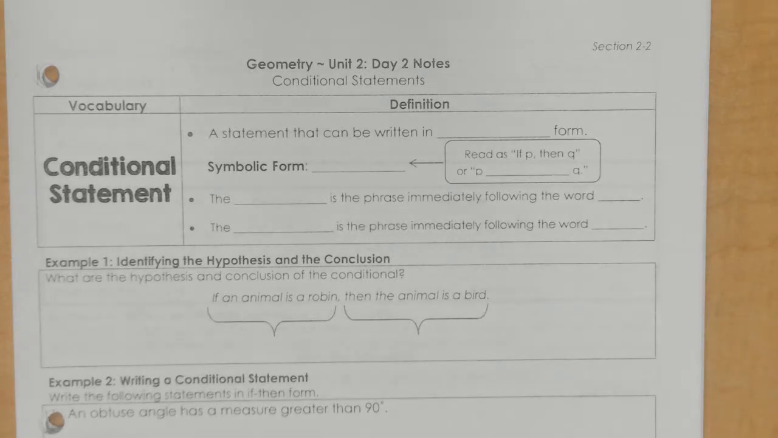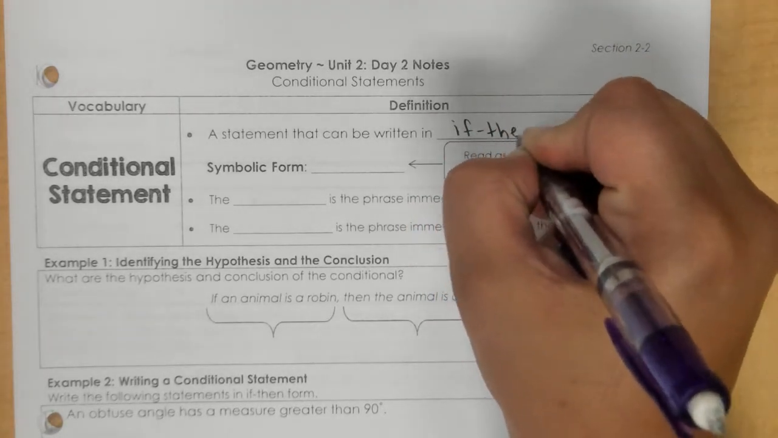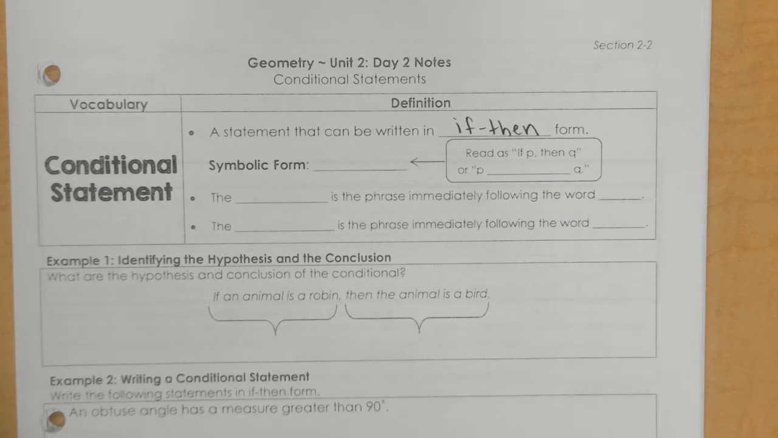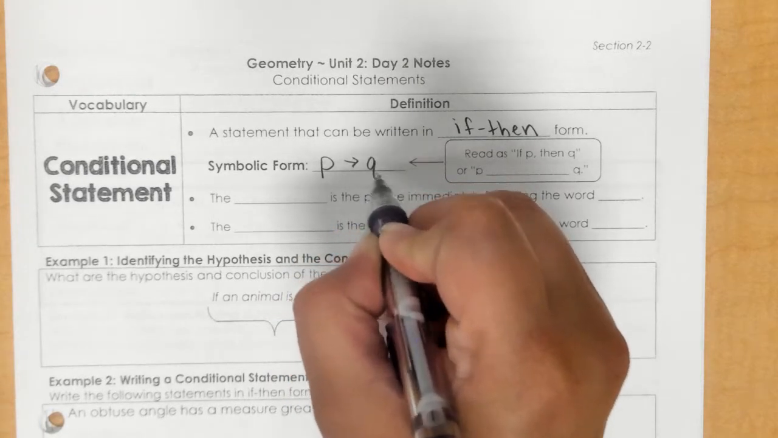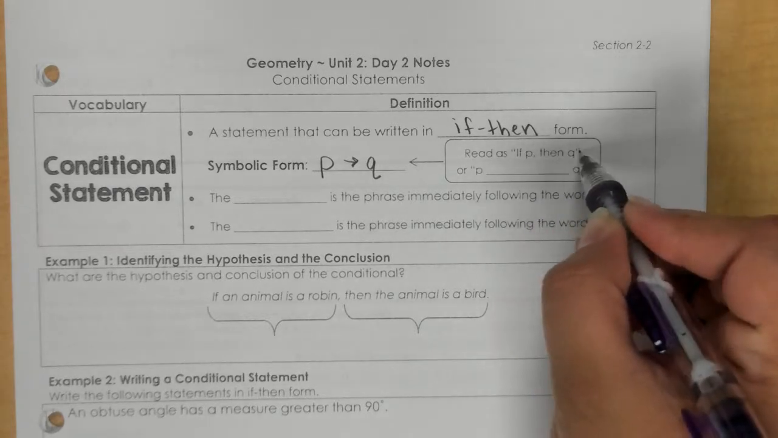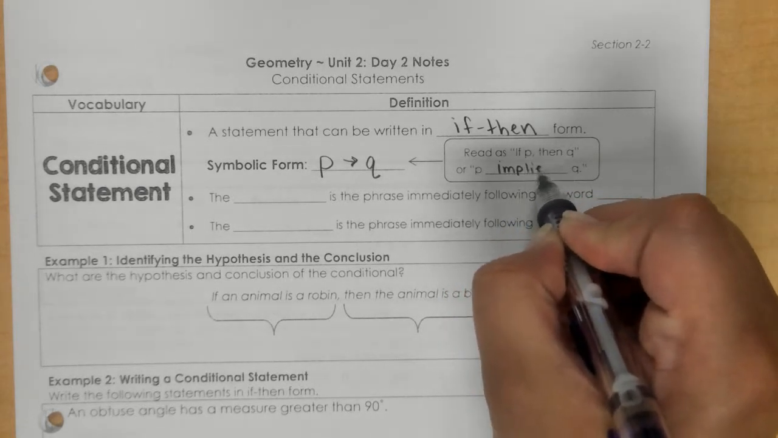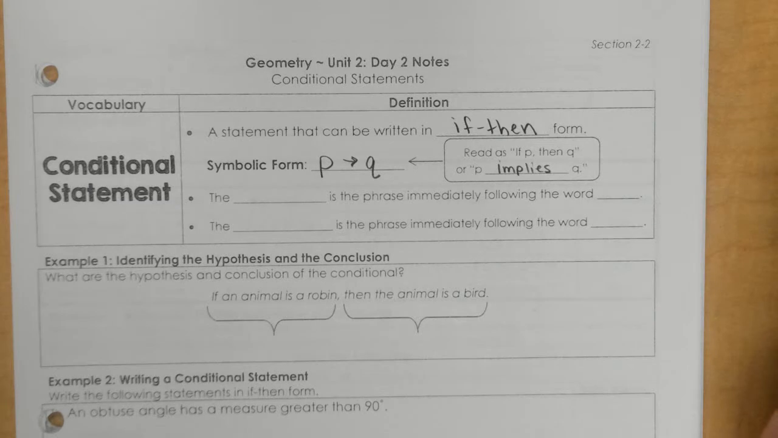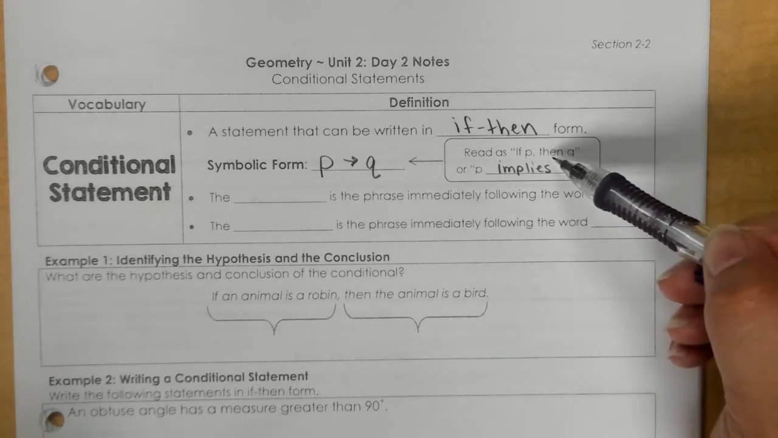For Unit 2, Day 2 notes, this one's on conditional statements. You guys have seen this as if-then statements. So a statement that can be written in if-then form. The symbolic form is known as P implies Q. This little arrow is read as if P, then Q. Or you can say P implies Q. Okay. The if P and the then Q, this whole thing is very important to know.